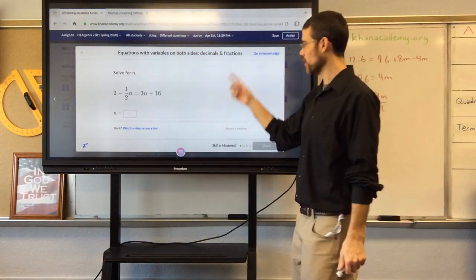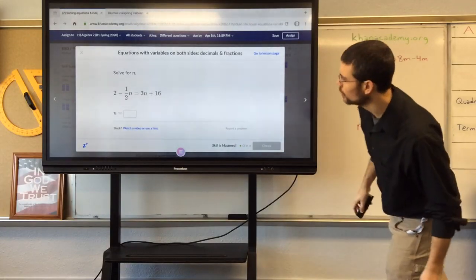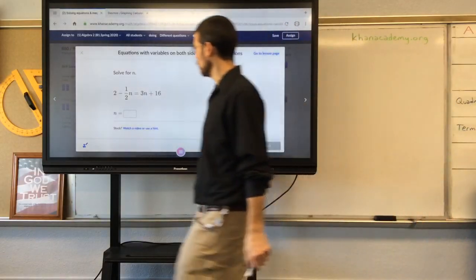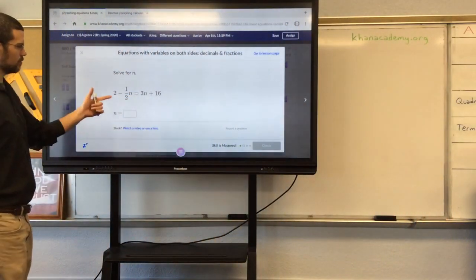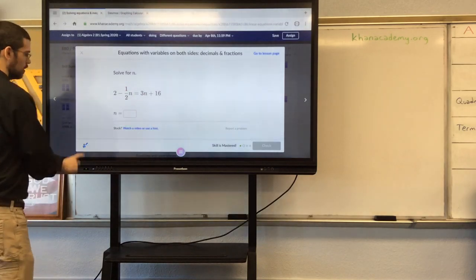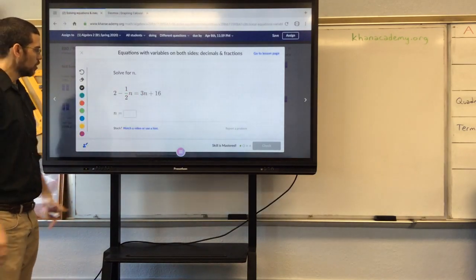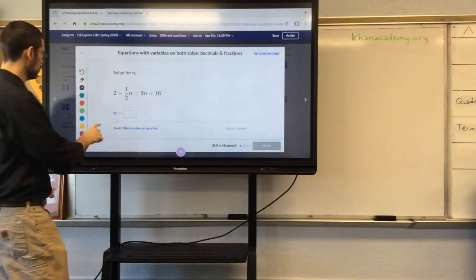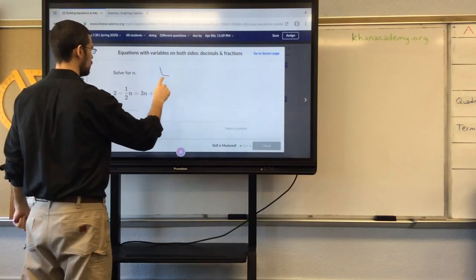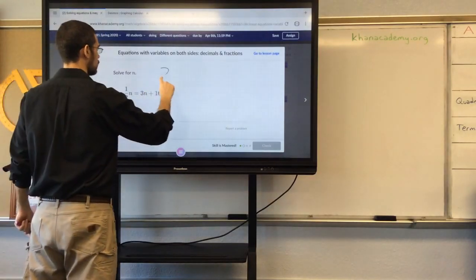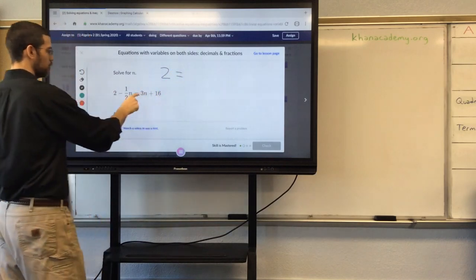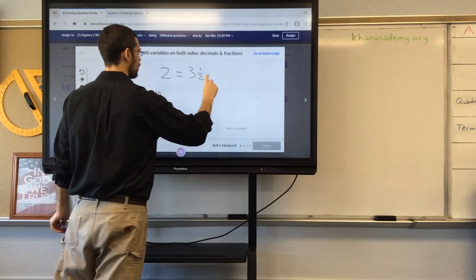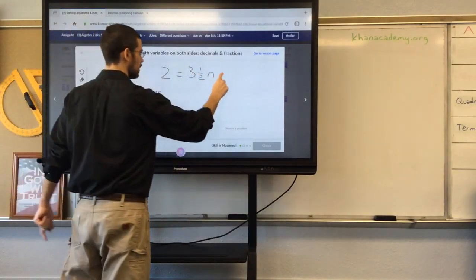All right, solve for n. So, we've got 2 minus a half of n equals 3n's plus 16. If we add 1/2 in, the negative 1/2 will become 0. So we will have 2 equals 3 plus a half, which is 3 1/2 n's plus 16.